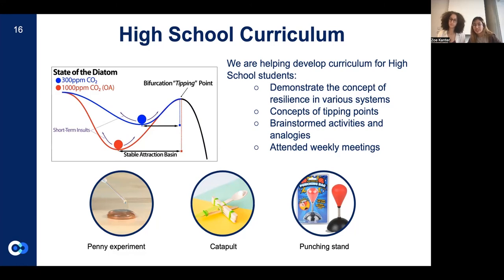So we attended weekly meetings, and within these meetings, we brainstormed activities and analogies which would help us and other high schoolers understand this concept better. One experiment that we all agreed on as a team was something called the penny experiment. Students will be pipetting out water droplets on a penny to test the water surface by measuring how many droplets the bubble can withstand before it spills out. Other activities also include a catapult and punching stand.